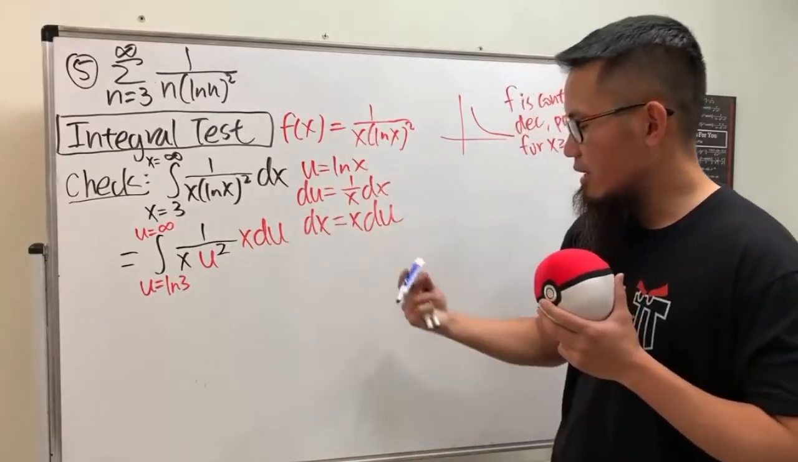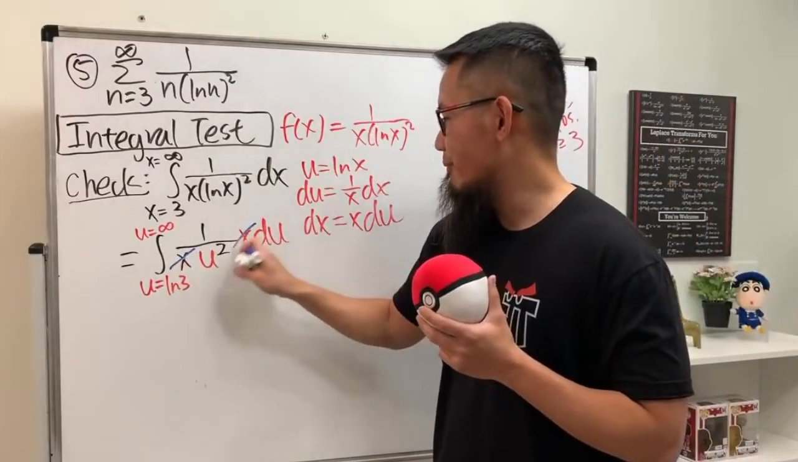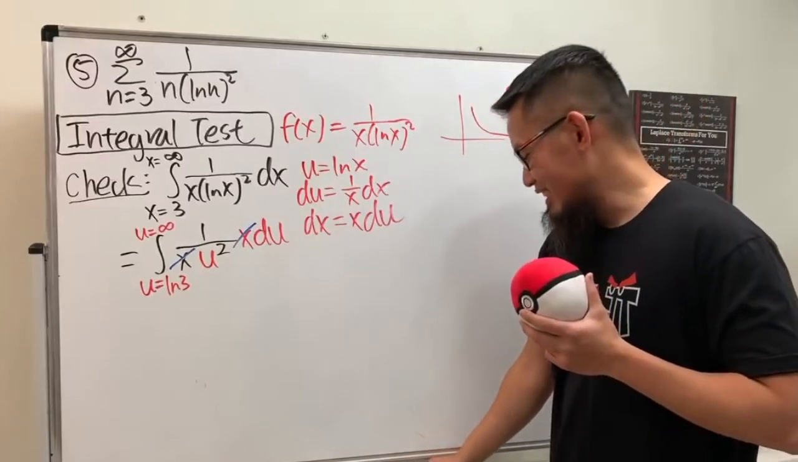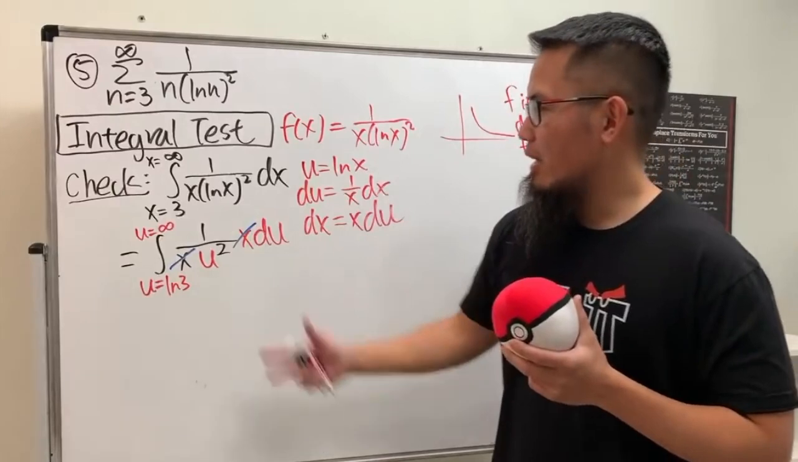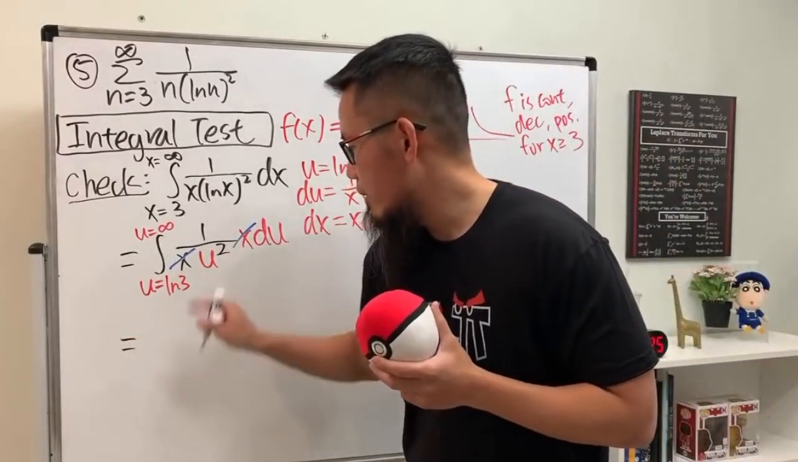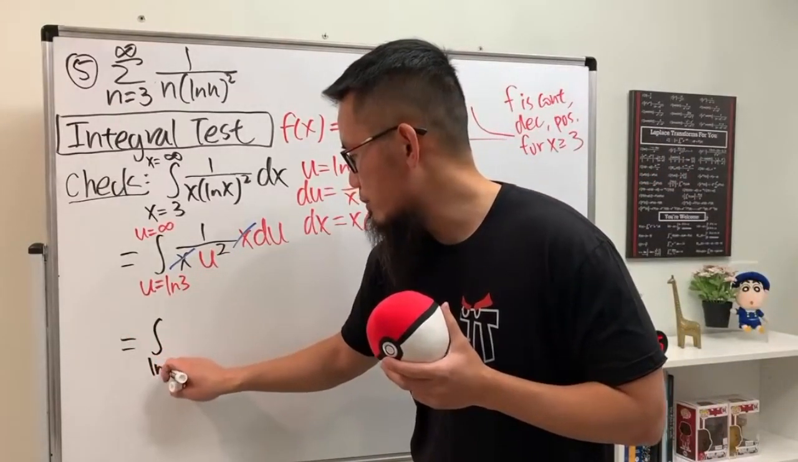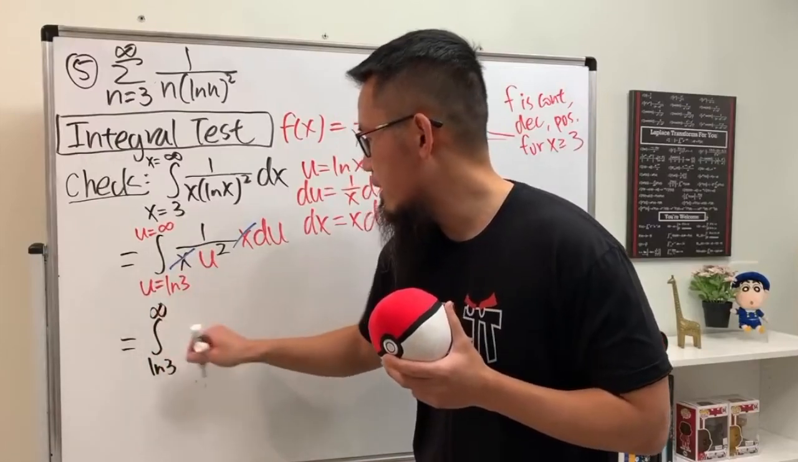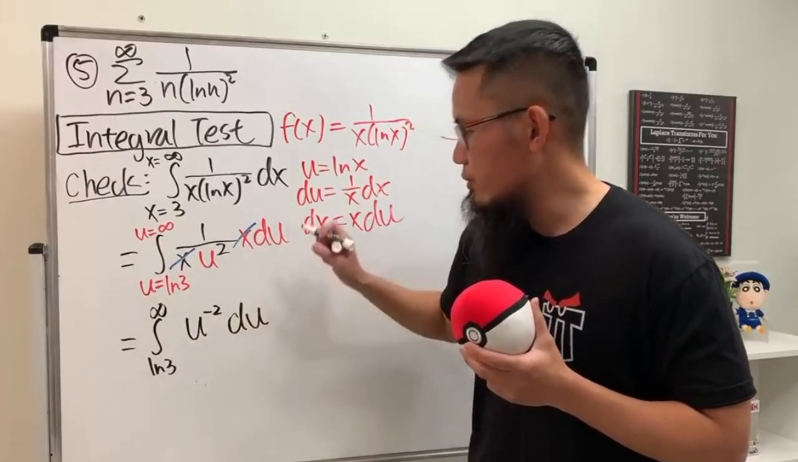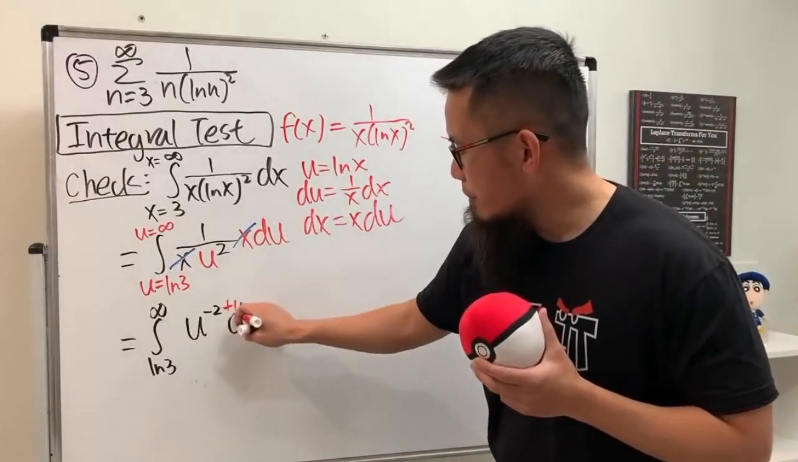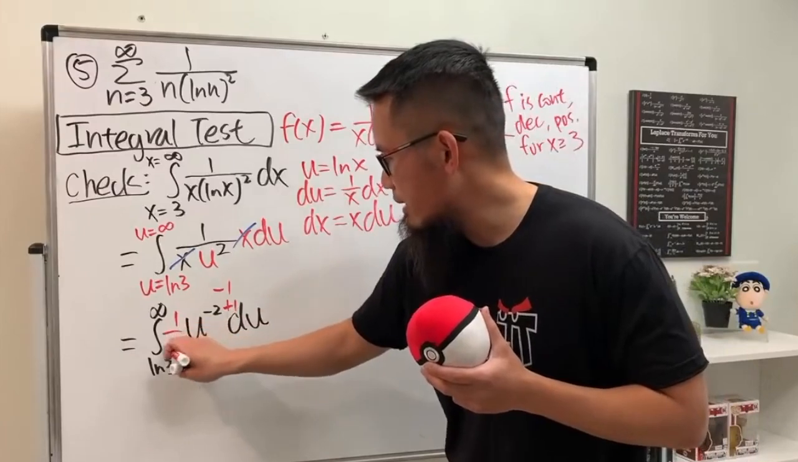And we can see the x cancel out very nicely. One of the most satisfying feelings in math is the cancellation, isn't it? All right, so integrate this. Again, we finish everything in the u world, so I'll just put on ln 3 and then infinity. Look at this as u to the negative 2, and this is du. Add 1 to the power, this is negative 1, so divided by that.